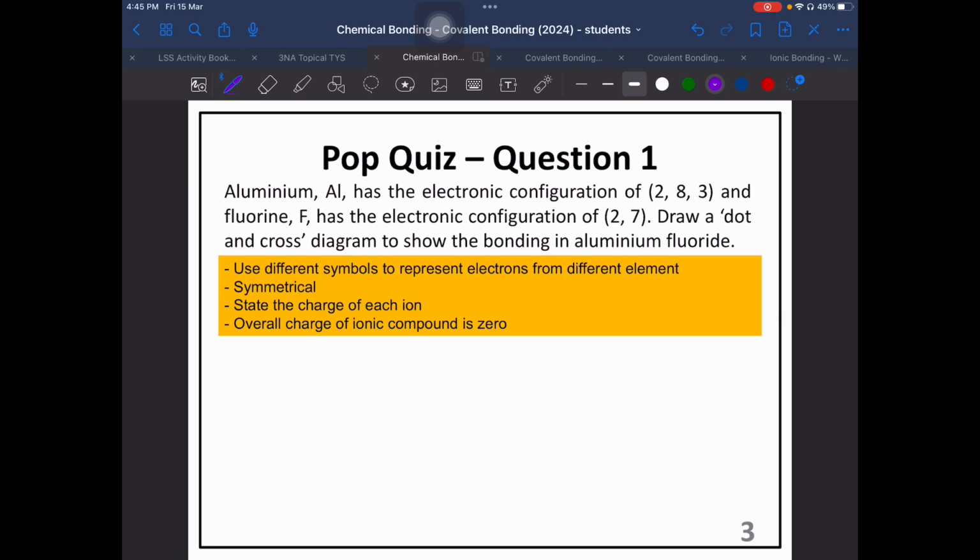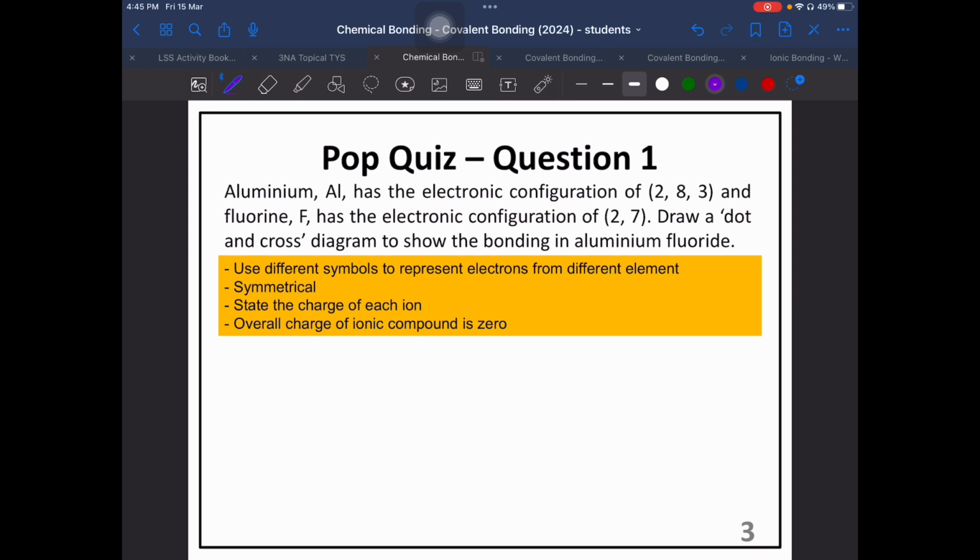So I'm just going to give a few tips, right? Then I will need you to do this by yourself, right? You won't be covered in this video, but when we meet again, I want to talk about these two pop quizzes, okay? So the first one is regarding aluminium, Al, and fluorine, F, with the respective electronic configuration.